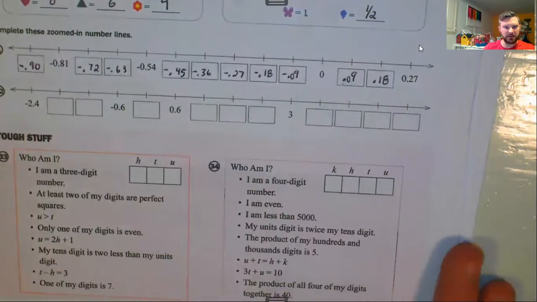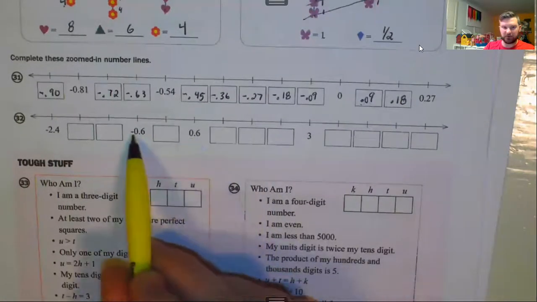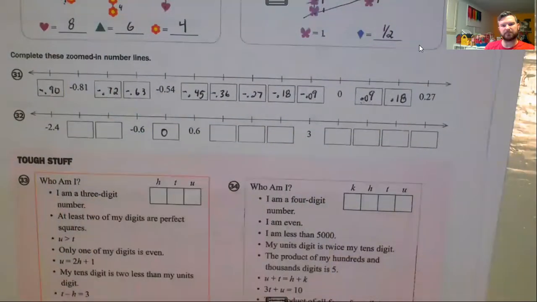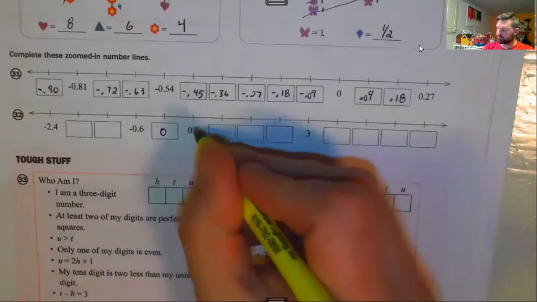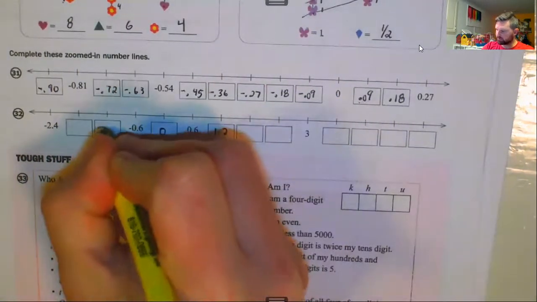Okay, the next one here, they give us 0.6 and negative 0.6. So I know right between those has to be 0. And we're going by 0.6. Okay, so 0.6, and then 0.6 more would be 1.2. That's negative 1.2.